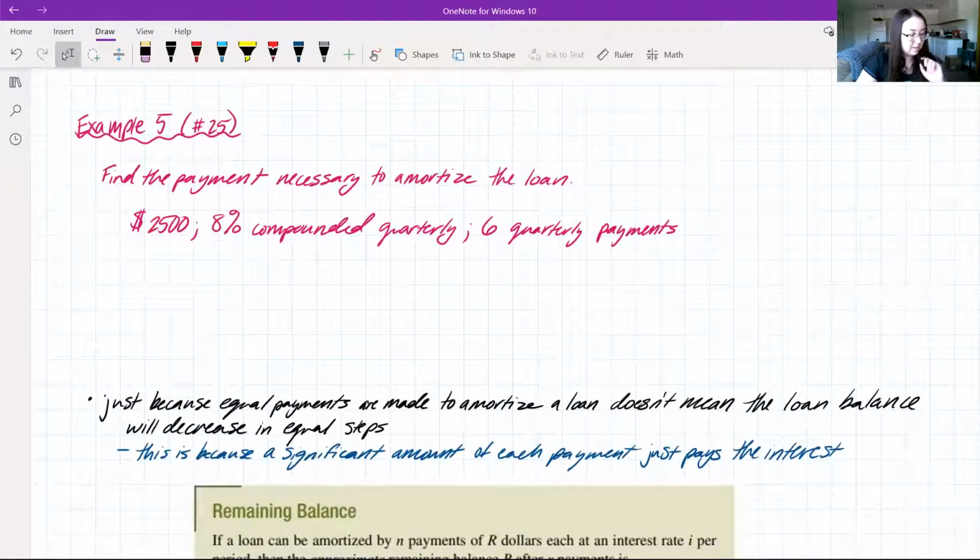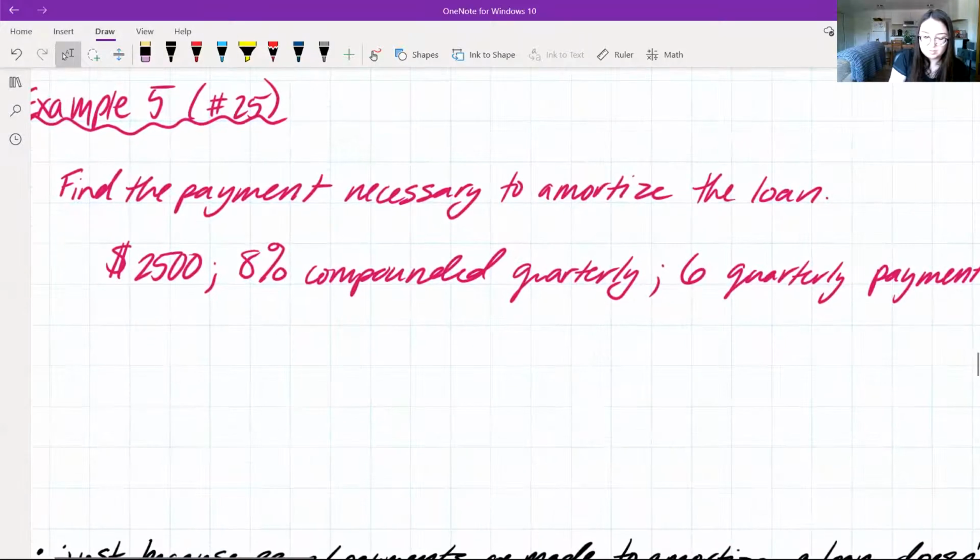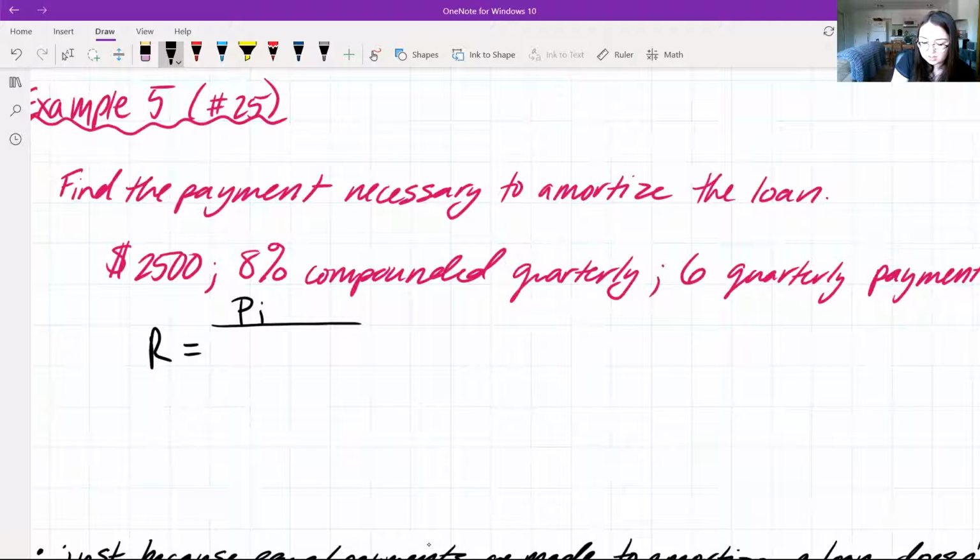All right, for example 5 here, we want to find the payment necessary to amortize the loan. And we have $2,500 with 8% compounded quarterly and 6 quarterly payments. So this is technically about 1.5 years if we're doing quarterly payments. So this will be 4 payments in 1 year plus 2, so that's about 1.5 years. So we use our equation here, which we know is going to be R is equal to P times I divided by 1 minus 1 plus I to the negative n power.